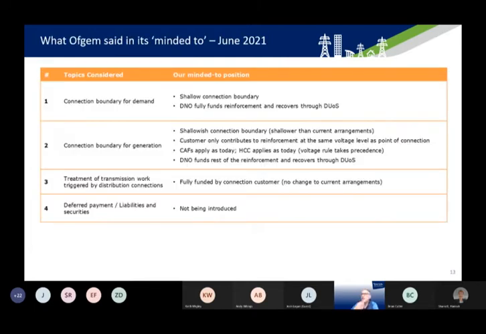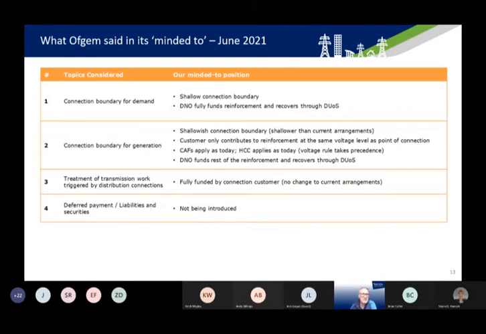So this is a kind of summary of what Ofgem said in June, and in a minute I'll update you on each of these. But just in summary for context, if people weren't familiar with what was published last year, they were proposing a shallow connection boundary for demand, and I've got some examples just to illustrate this quickly. Basically, for demand connections, the June position was the DNO would fund all the reinforcement and recover that through DUoS charges to all customers that are connected.